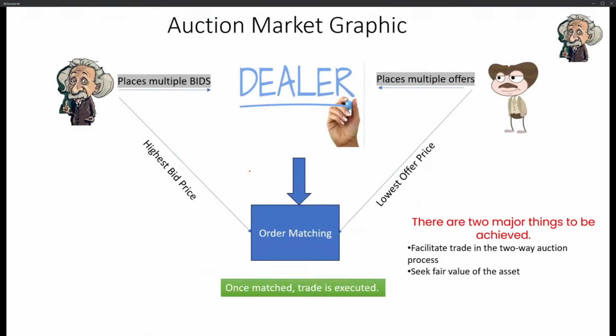Okay, this one's fairly easy. A buyer, if he wants to, can put some bids. The seller is going to put some offers, and then the dealer is basically there to combine the two, right? Their job, as a market maker or a dealer, is to match the highest bid with the lowest offer. Once that comes together, you've got a trade, right?